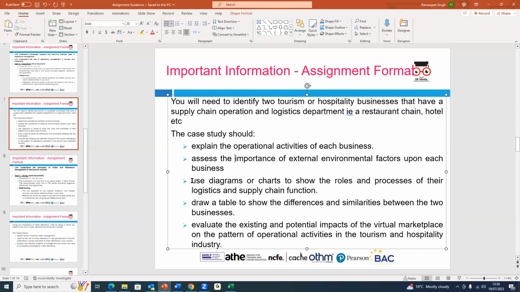You can use charts, diagrams and tables to show the roles and processes of their logistics and supply chain function. Maybe look at both organization charts, for example, and put a picture in there. You understand? And how do these roles differ from each other? The information is readily made available, so you can pick it up, describe and discuss it, or show the processes they go through.